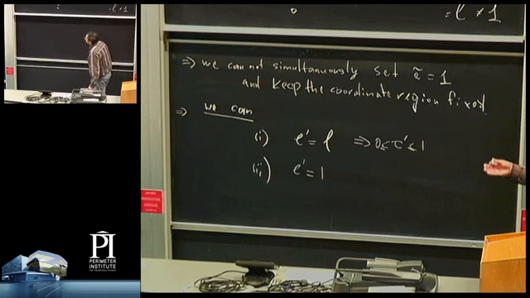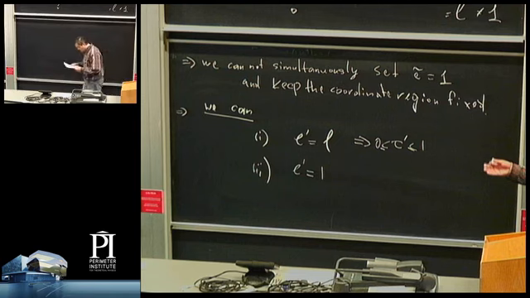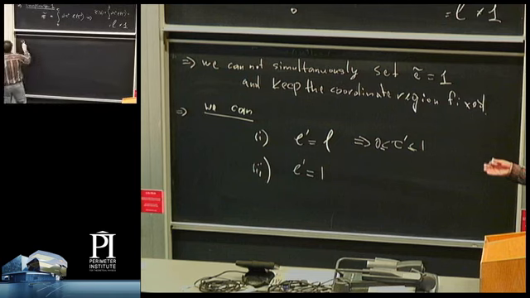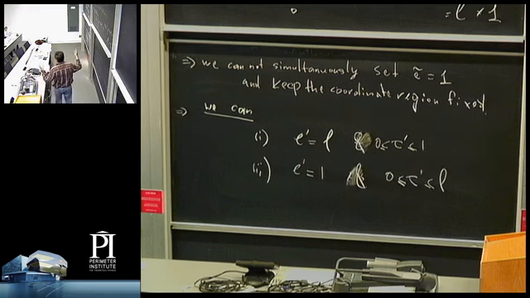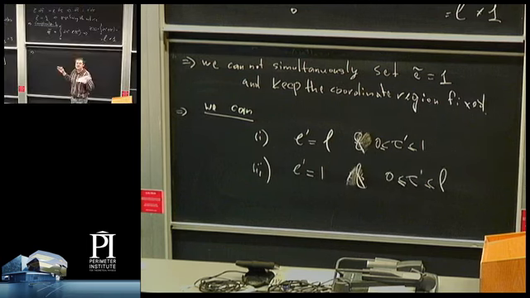So what we are discovering right now is that we cannot simultaneously choose a gauge in which the metric is 1 and keep the coordinate range to be the same, right? So we cannot simultaneously set the metric to be unity, right?